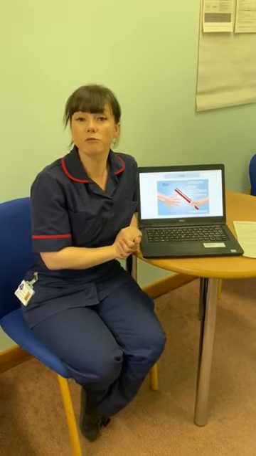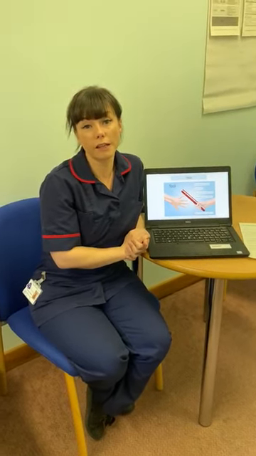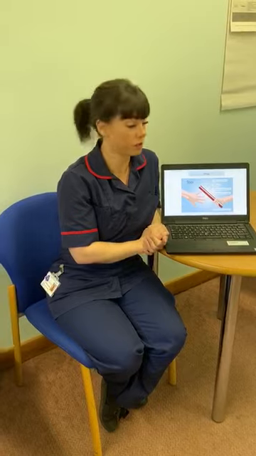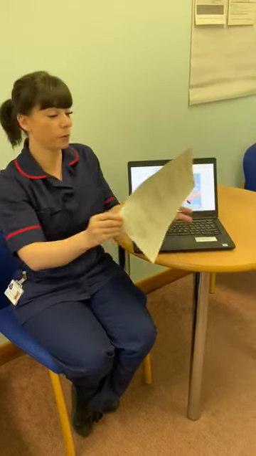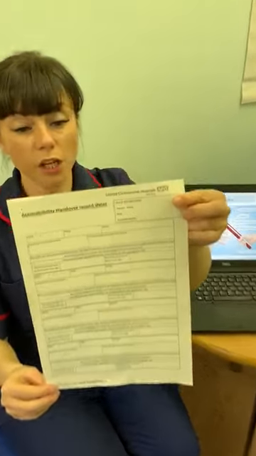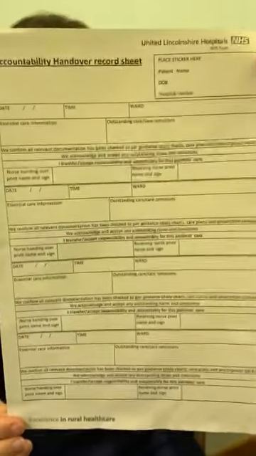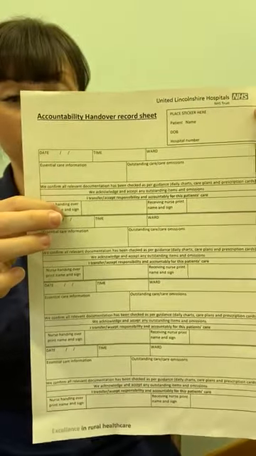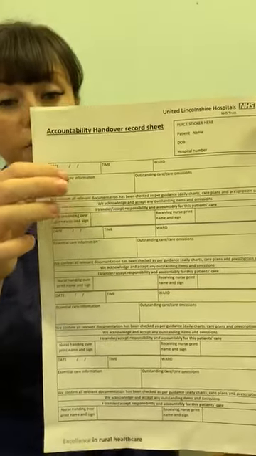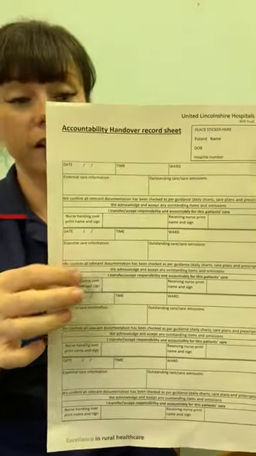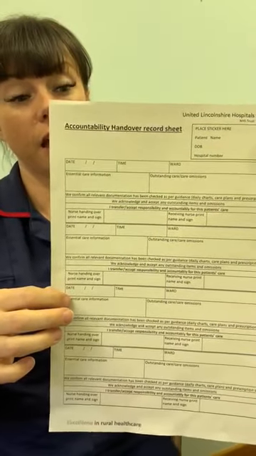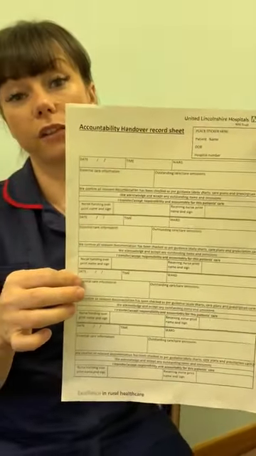The next part to it is recommendations. So what is it that we still need to do, and any omissions? And this is where we would document. So this piece of paper will sit in the patient notes. It's got a sticker, and then for each shift, so a box represents each shift, so long day, long night, we would be documenting the things that we want the next nurse to know.